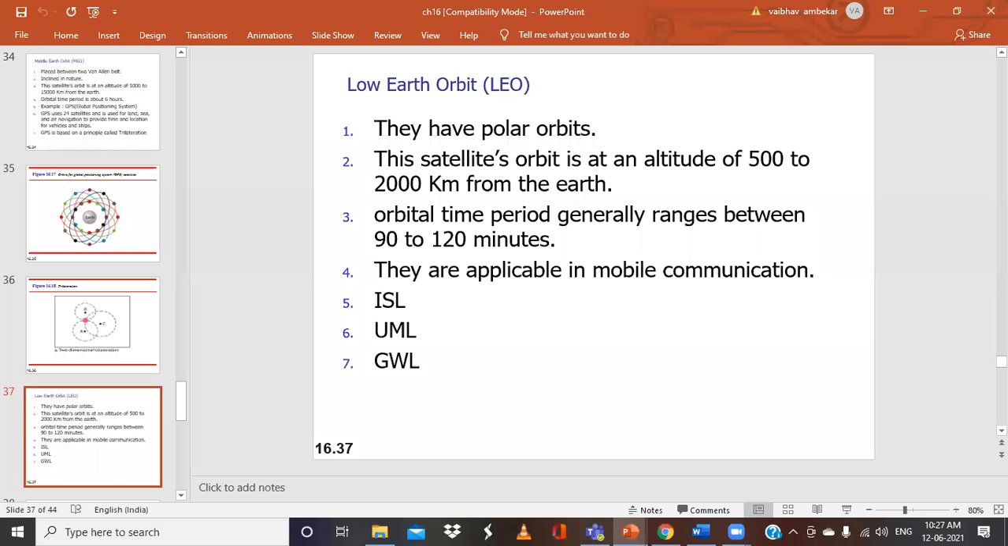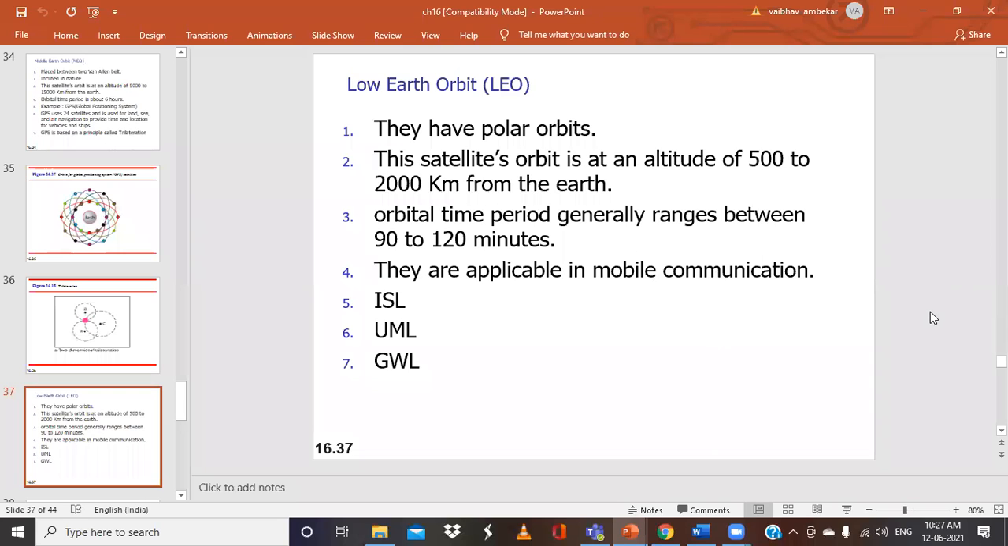A group made up of some 2 to 3 pairs of satellites can be grouped together, and they provide the communication services. The satellites work together as a network, and each satellite acts as a switch. So in the case of LEO, each satellite will work like a switch, and they are applicable in mobile communication. Then we need to understand these three terms: ISL, UML, and GWL.